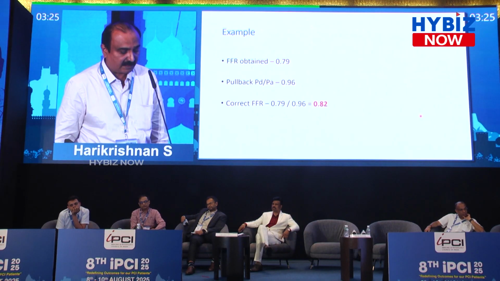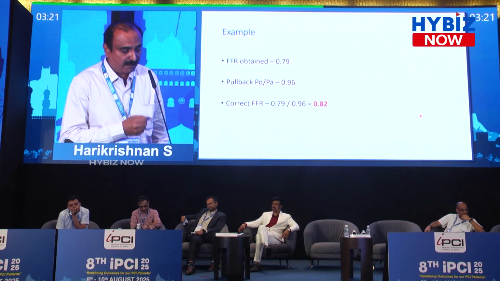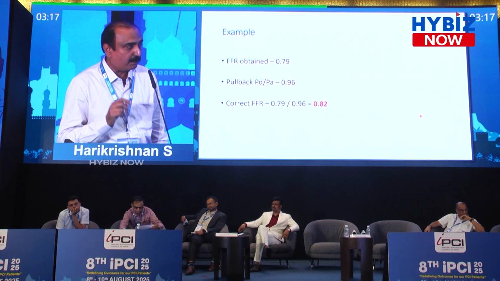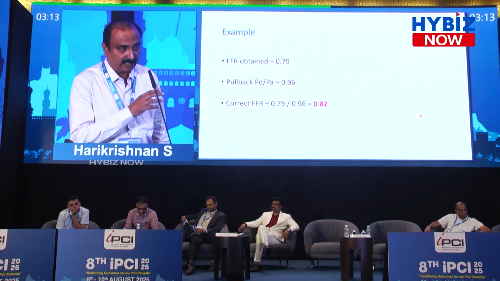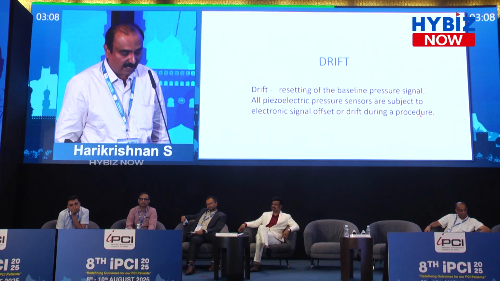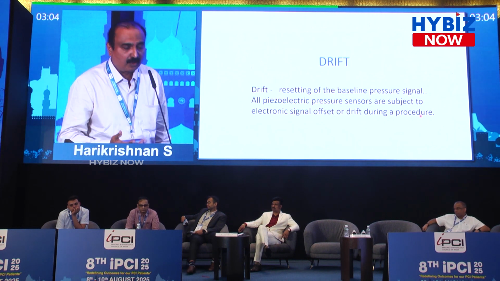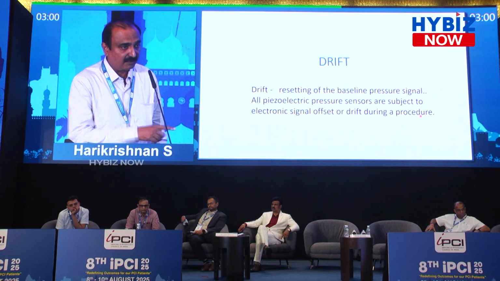I will tell you an example. The FFR obtained was 0.79. Your pullback Pd/Pa was still showing 0.96. It is not 1. Then you have to correct it: 0.79 divided by 0.96. That is 0.82. You can see that a positive one has become a negative value. So this is very, very important. And if the difference is more than 5, you should take out the wire, redo the zeroing, and redo the whole measurement. This is due to the drift, which was already discussed.